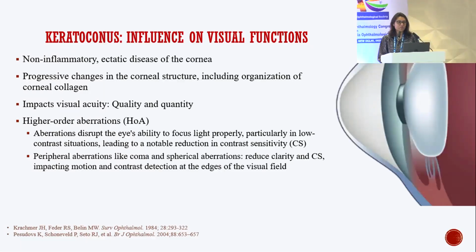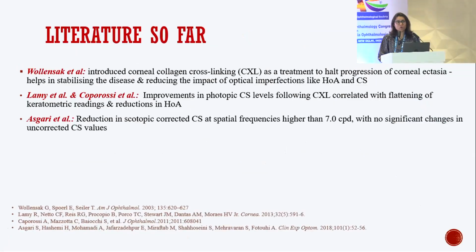Now this decline in contrast sensitivity can majorly be attributed to the higher order aberrations that are seen with keratoconus, where the eye is unable to focus the light properly, more so in the low contrast situation. Now, collagen cross-linking, as we all know, is the established treatment protocol that is done to halt the progression of keratoconus. It not just helps in stabilizing the disease, but also shows improvement in the visual acuity and helps in reducing the impact of optical imperfections like higher order aberrations and contrast sensitivity. So it was a good idea to see how contrast sensitivity is getting affected post-collagen cross-linking.